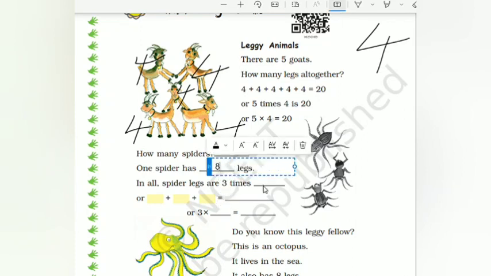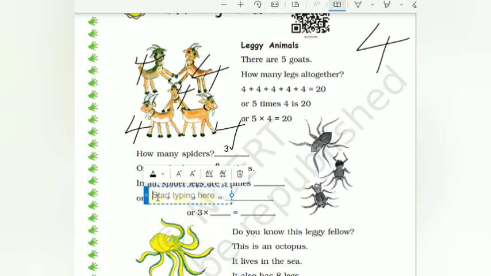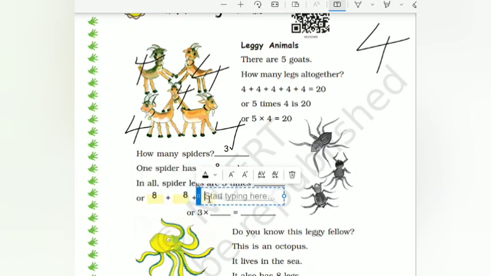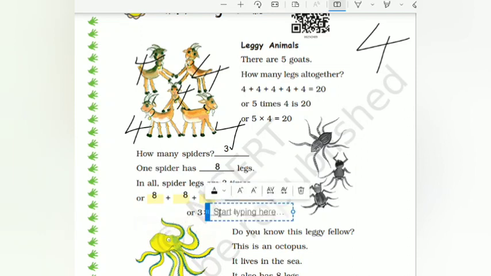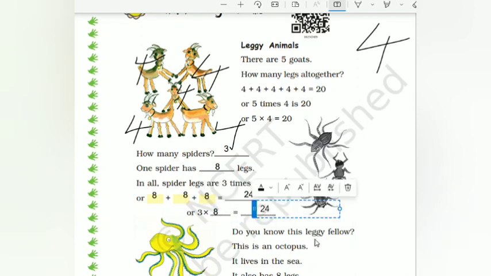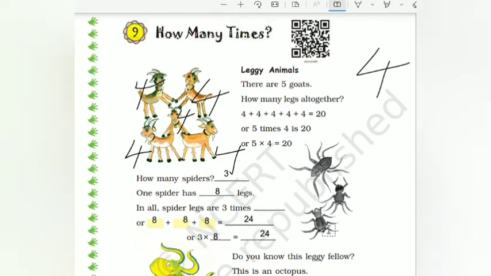Then in all, spider legs are 3 times, because we are having 3 spiders. So 8, here 8, here 8. How much is it? It is 24. Okay, how do we get that? In all spider legs are 3 times, so 3 into what we'll write here? 3 into 8. What will we get? 24 we'll get.